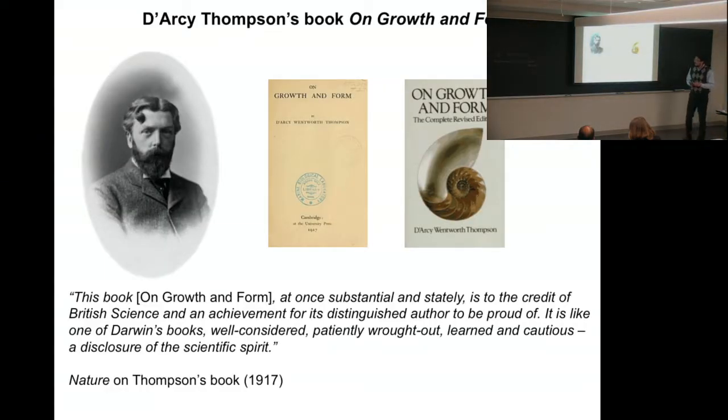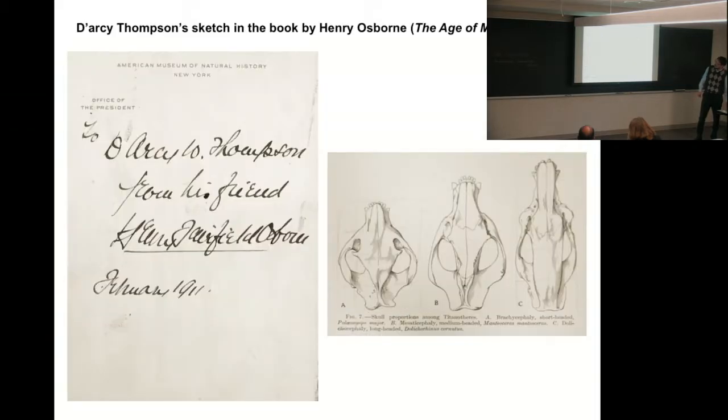As I mentioned, last year we celebrated a big anniversary for D'Arcy Thompson's famous book on growth and form. And recently, earlier this year, I gave a talk at the University of St. Andrews in Scotland, and I was shown a book which came from his private library. You can see that this is a book called The Age of Mammals. It was written by Henry Osborn. And on the cover it says, to D'Arcy Thompson from his friend Henry Osborn in January 1911. This is several years before he published his Growth and Form.